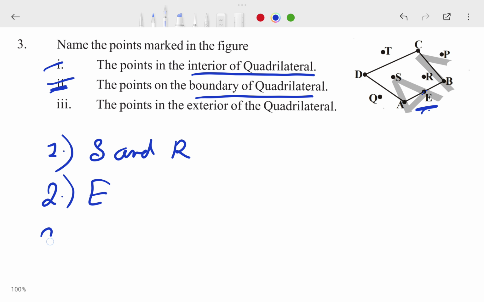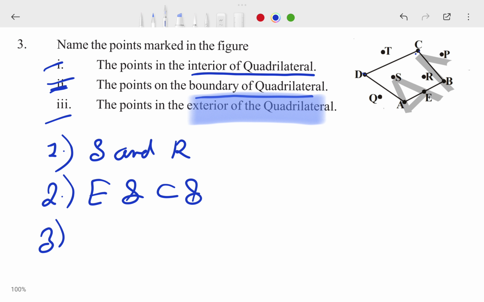Now let's talk about the third question. It says to find the exterior of the quadrilateral. Which points are in the exterior? Just erase this one. After the line, T is there. And in the boundary also, I missed one thing here. The answer is E and C, because C is also on the boundary, and D is also on the boundary. I missed this earlier.